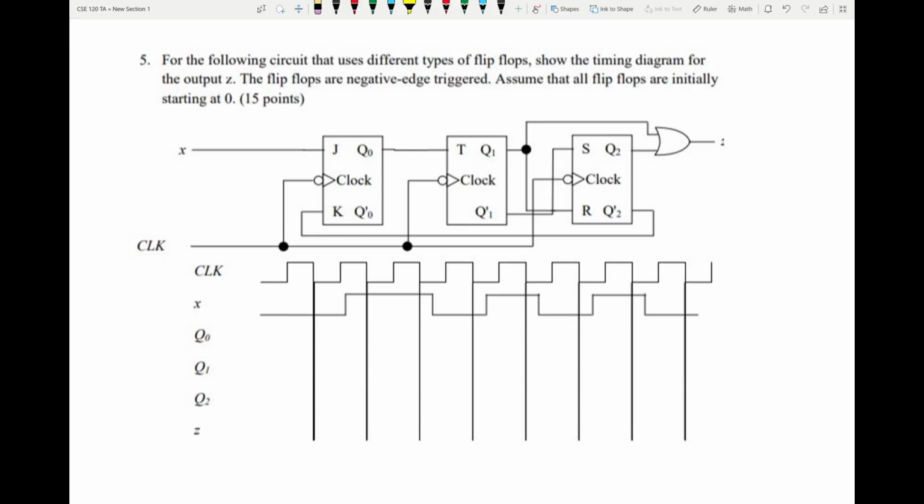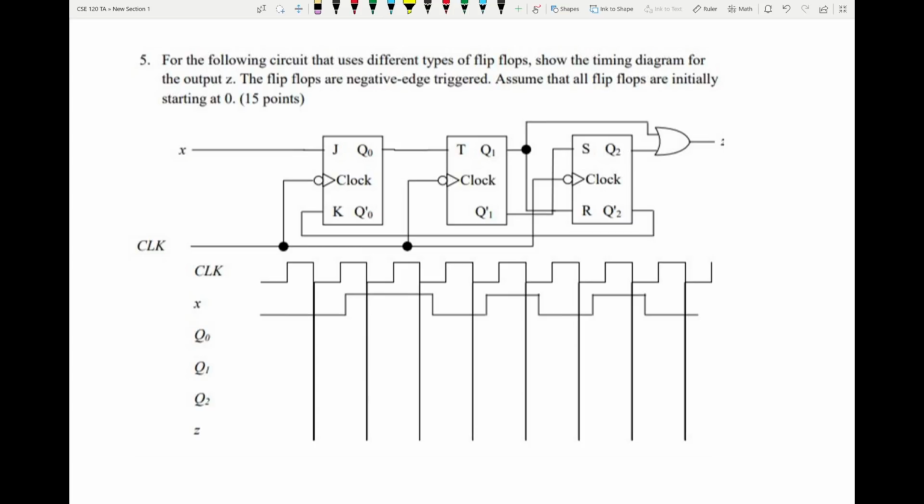The only difference here is that number 5 has 3 different kinds of flip-flops, whereas number 4 only has 1. And that's just going to make it a little simpler, with less complications when you're thinking about behavior. However, I'm going to do my best in this video to step through things as smoothly and slowly as possible.